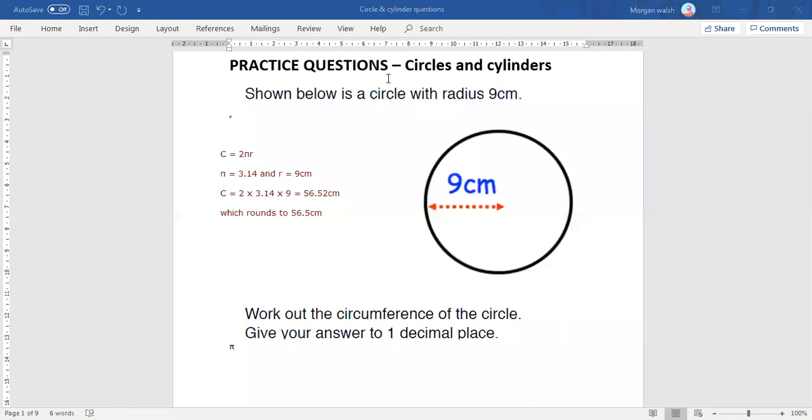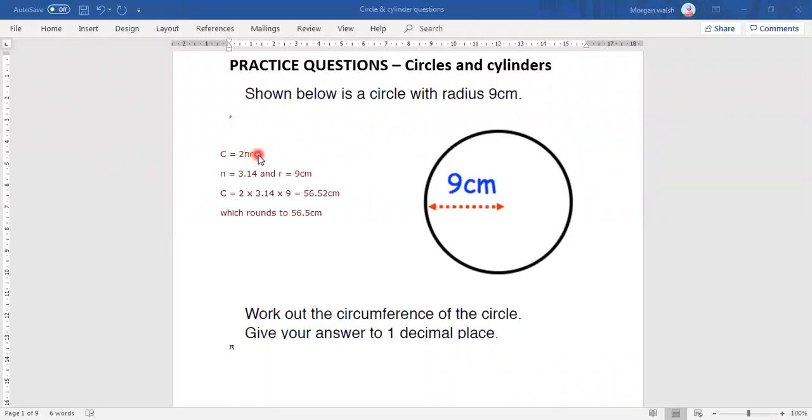So the formula to work out the circumference of the circle is C, circumference, equals 2 pi r. That means symbol there's supposed to be pi. Right, so pi is just equal to 3.14, and r is the radius, which is that distance there from there to there, which is 9 centimeters. So putting those numbers into this calculator, 2 is just 2, pi is just 3.14, and r is the radius, which is 9.